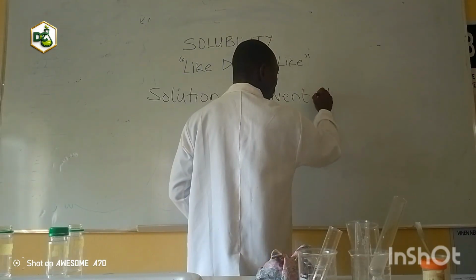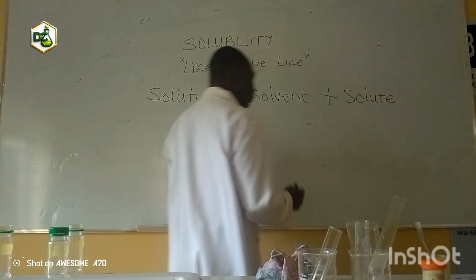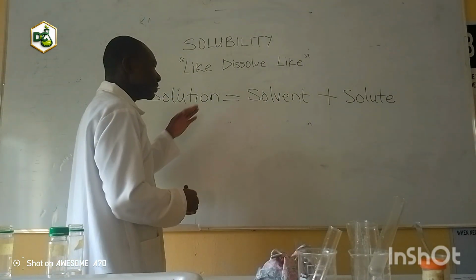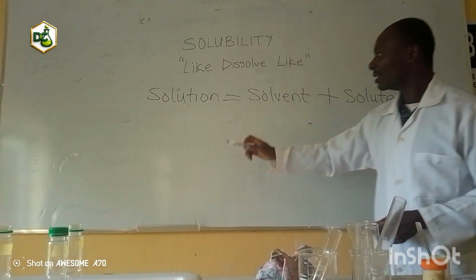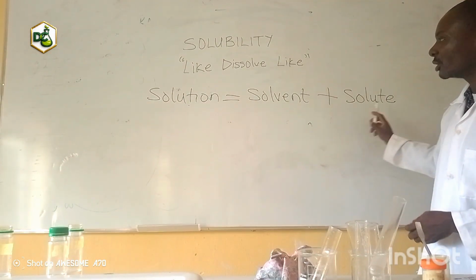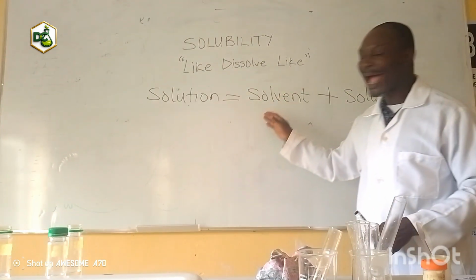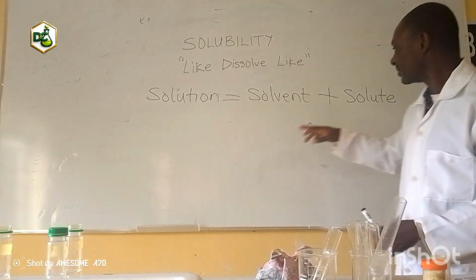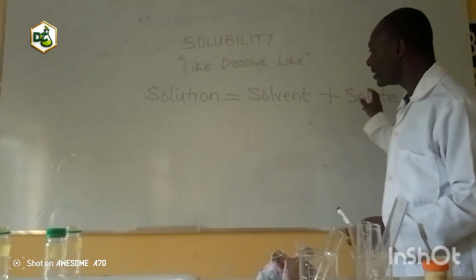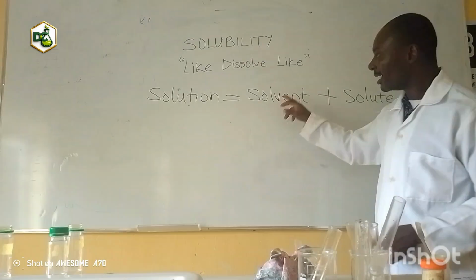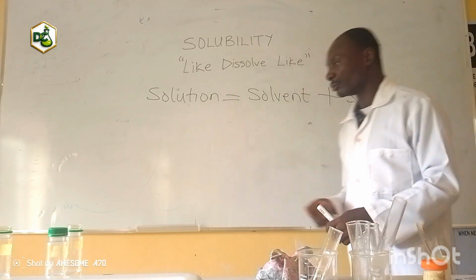Solvents plus solutes. Solution is equal to solvent plus solute. Now for a solution to be formed, it means you must have solvents and solutes. Now, the solute is added to the solvents and the solvent dissolves the solute. So you now have solution.